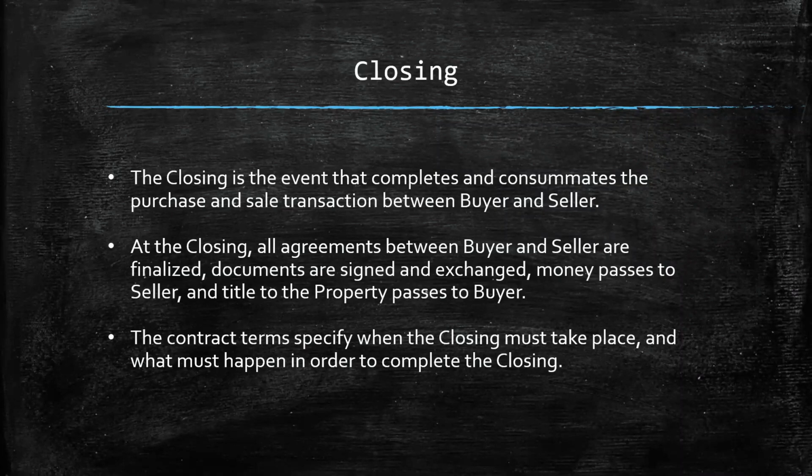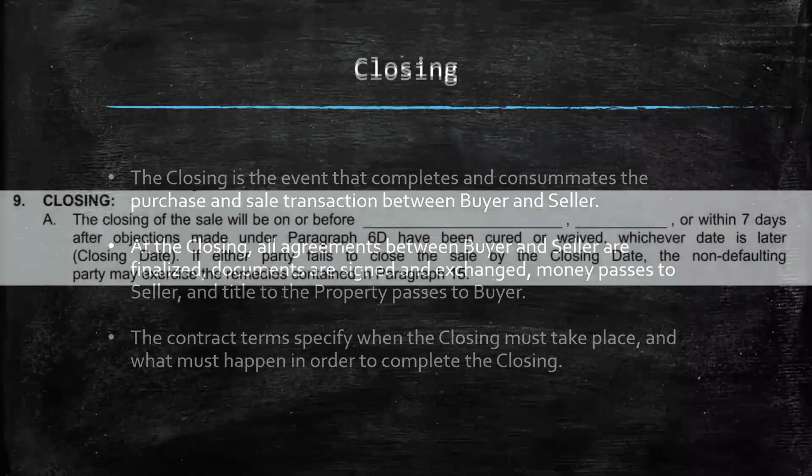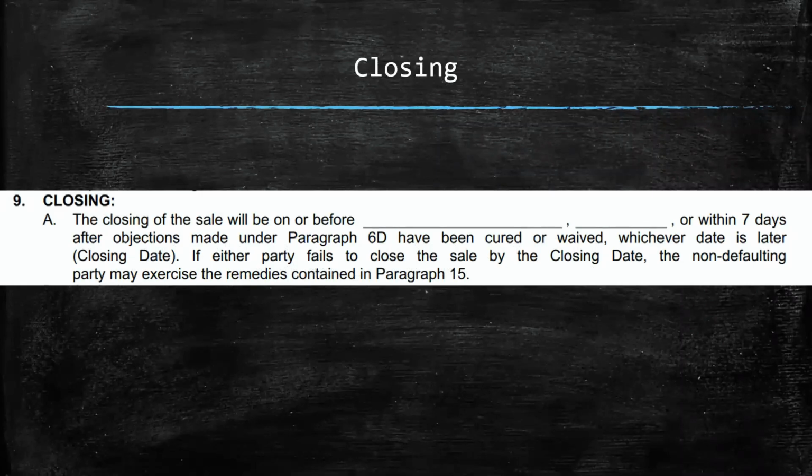The contract terms specify when the closing must take place and what must happen in order to complete the closing. So 9A tells us the closing of the sale will be on or before, and we write in a particular date, or within 7 days after objections made under paragraph 6D have been cured or waived, whichever date is later, and we're going to call that the closing date.